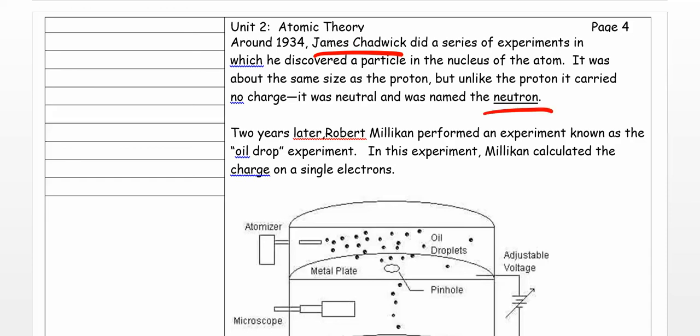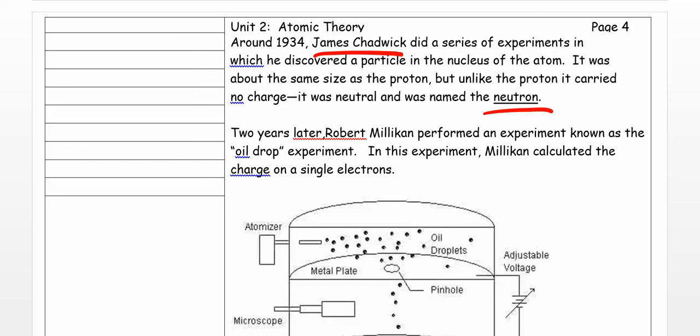So within a fairly short amount of time, we have the discovery of the electron, the proton, and the neutron. So the electrons are throughout the atom, but the protons and the neutrons are within the central part of the atom, in an area called the nucleus.